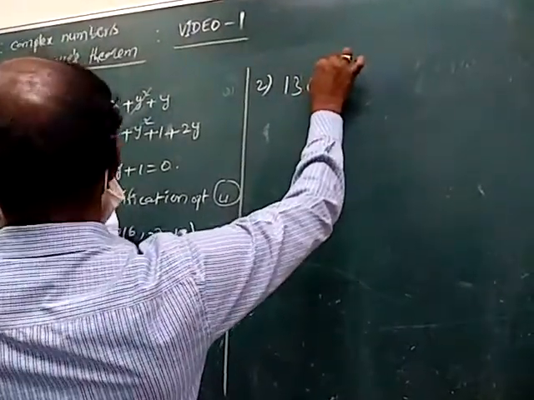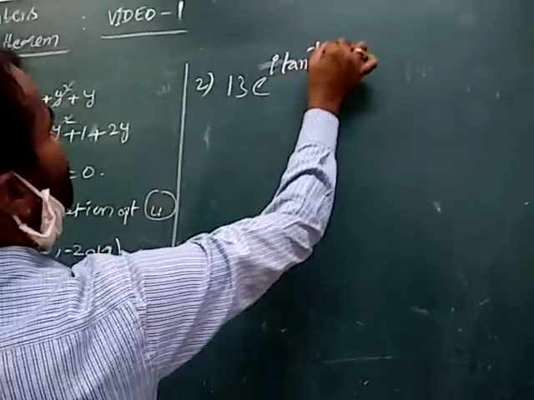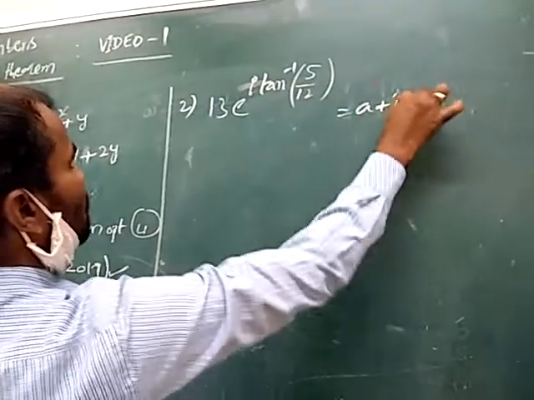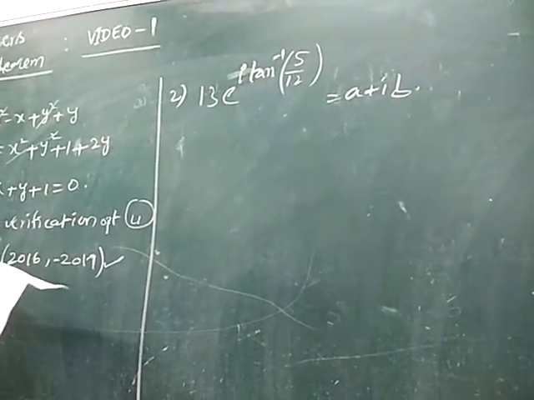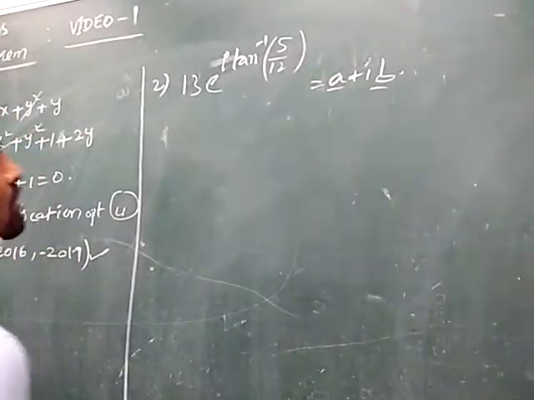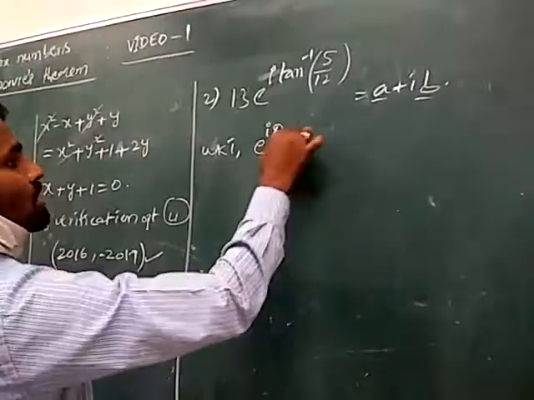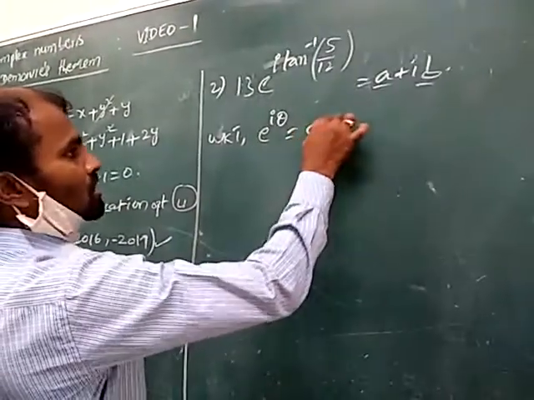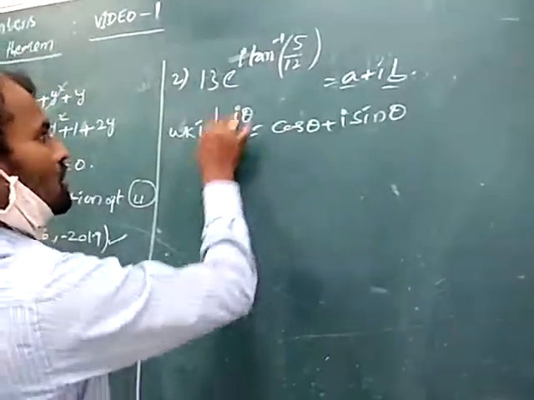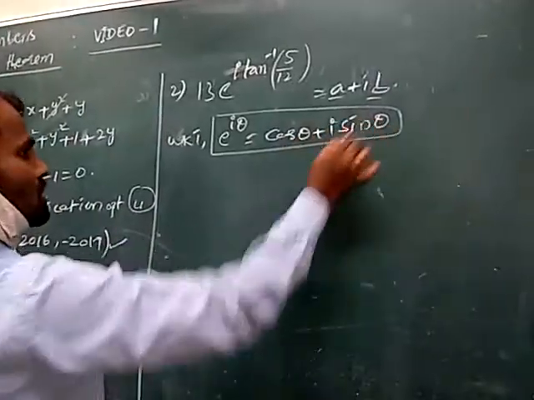13 e power i tan inverse 5 by 12 is equal to a plus ib. Then find the ordered pair (a, b). We require the a and b values. We know Euler's form: e power i theta is equal to cos theta plus i sin theta. So this is the Euler's form of a complex number.